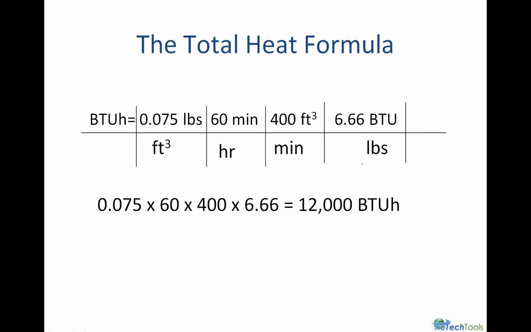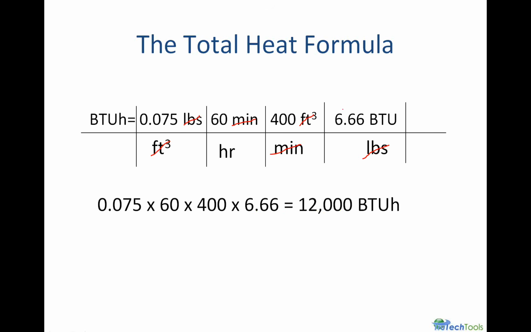Now, look at how these units cancel out. Pounds here is going to cancel with pounds here. Feet cubed will cancel out with feet cubed. Minutes will cancel with minutes. And that leaves us with BTUs per hour. Okay, so if we multiply these 3 together, 0.075 times 60 times 400 times 6.66 is 12,000 BTUs per hour. That's all there is to it. This would be at one ton of cooling.